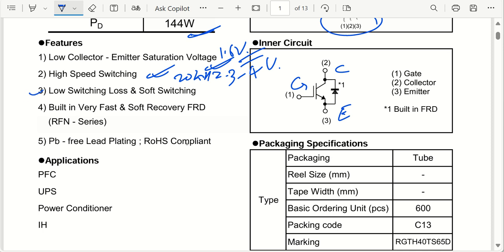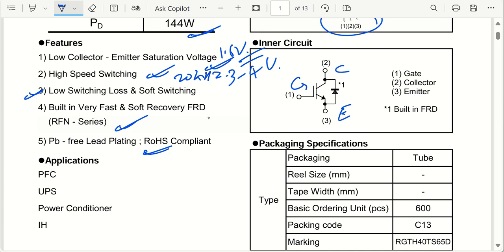Then we have low switching losses and soft switching. We will see how much loss there is in each cycle, like the turn on cycle and turn off cycle. What is the loss that is there? Then we have a built-in very fast recovery diode. Okay, so a very fast recovery diode is there, and we have RoHS compliance.